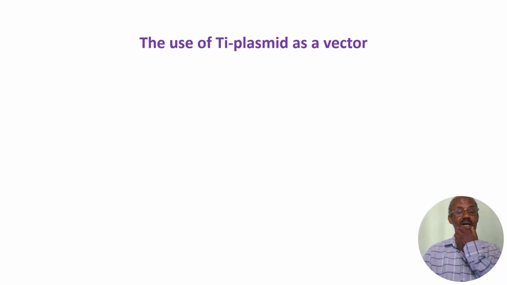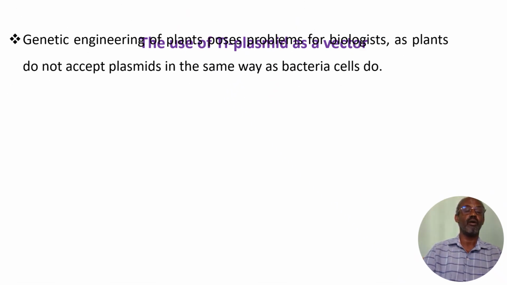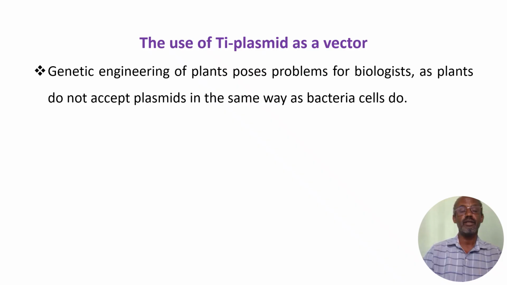Now, earlier I told you about how one bacterium can naturally perform genetic engineering, able to insert its plasmid into plant tissue. The use of the Ti plasmid as a vector. This talks about that particular bacterium. We shall see genetic engineering of plants poses problems for biologists.